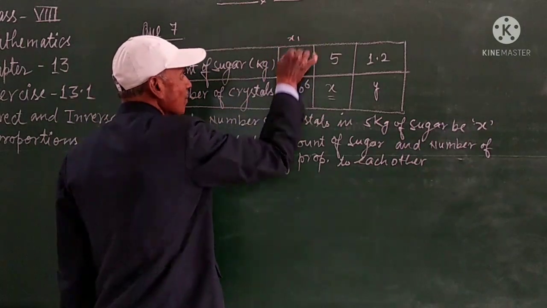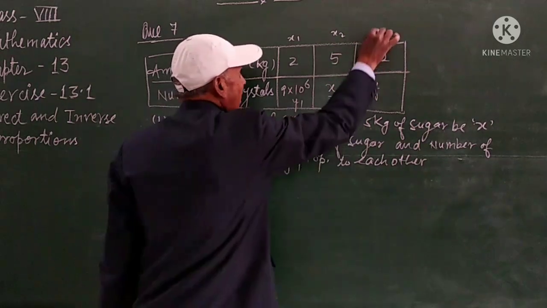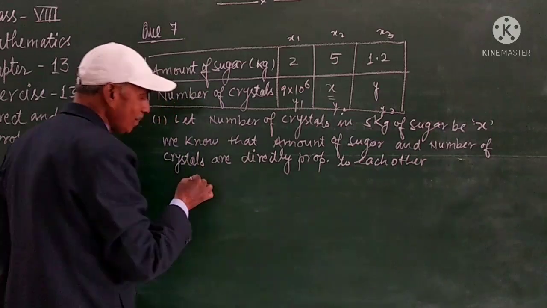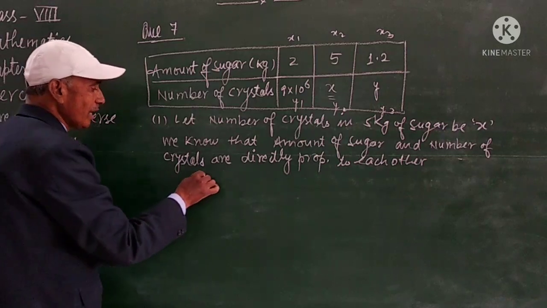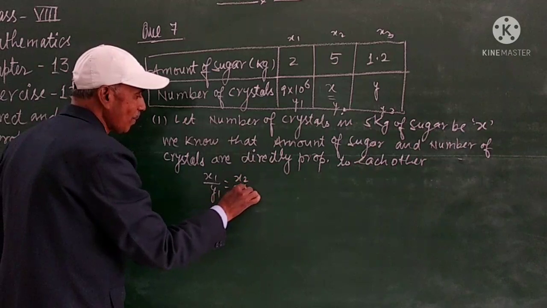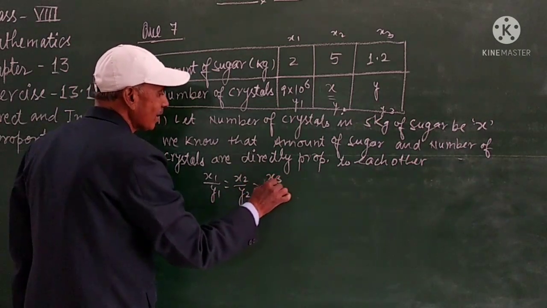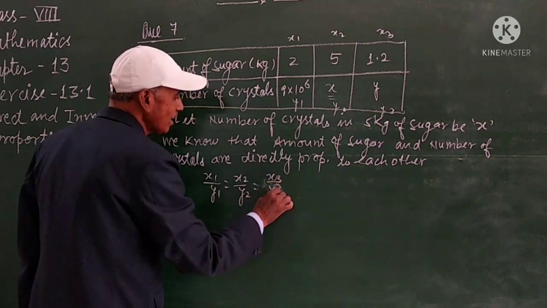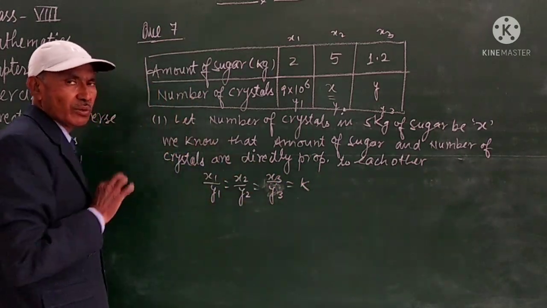Suppose this one is x1, this one y1, x2, y2, x3, y3. Clear, students? Then the ratio will be, if the two quantities are in direct proportion, then x1 upon y1 is equal to x2 upon y2 is equal to x3 upon y3, which is equal to k. इनका रेशियो कांस्टेंट होगा स्टूडेंट.